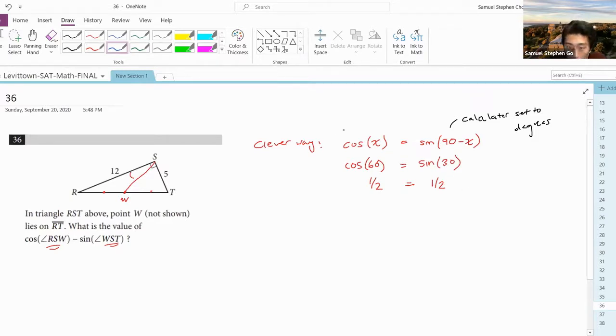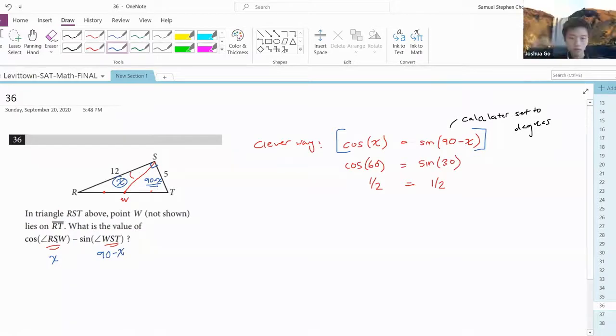So if we are using this rule here, the answer pops out immediately. Cosine of x, so we'll say this right here is x. This is 90 minus x. And we know this because this is a 90-degree angle. So if this is x, this has to be 90 minus x. So that is this right here. Well, if you look at the rule, they're the same. So if they're the same and you're subtracting them, it has to equal 0. So 0 is going to be my final answer.